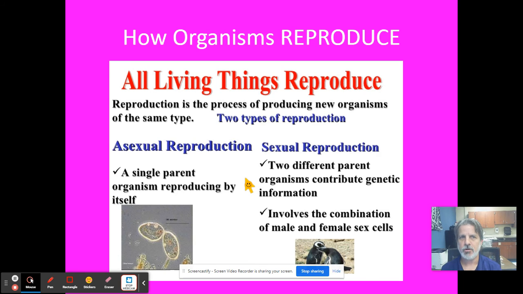There's another creature called a hydra, where a piece of it breaks off, falls to the bottom of the ocean, and a new hydra forms off of that. And then, of course, in sexual reproduction, you have two creatures that come together to create and further their species.